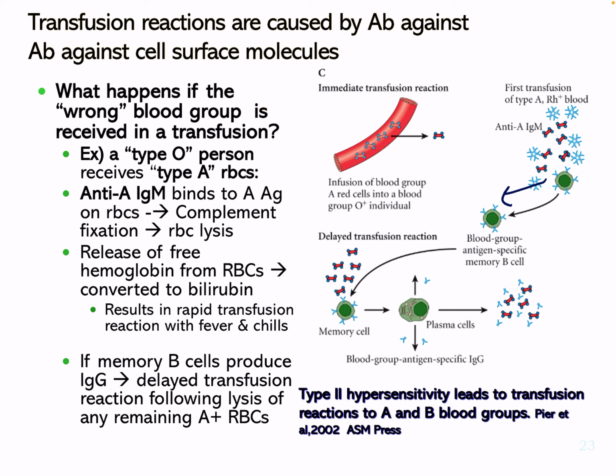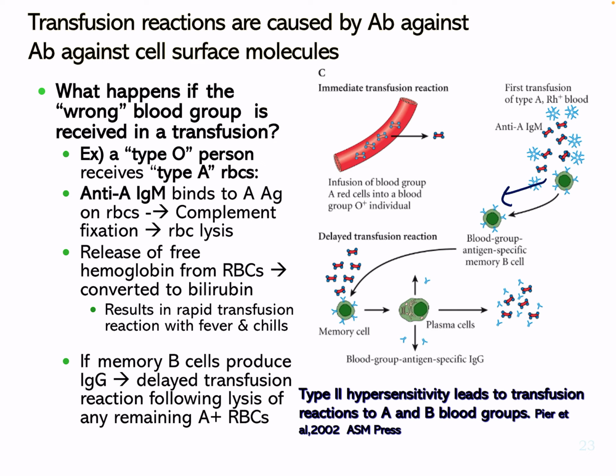So what happens if the wrong blood group is received in a transfusion? For example, a type O person receives type A red blood cells. Their anti-A IgM will bind to this A antigen on the red blood cells, and again cause all the reactions we just talked about with complement fixation, opsonization, and ADCC. This will cause red blood cell lysis.